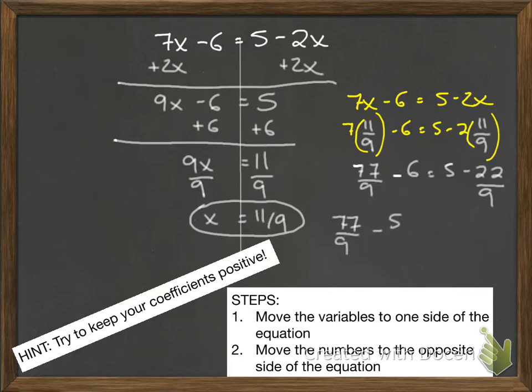So 6 times 9 is 54. 5 times 9 is 45. Okay, so 77 minus 54 is, I believe, 23. So this gives me 23 over 9 equals 23 over 9, and it checks out. Okay, let's do another example.